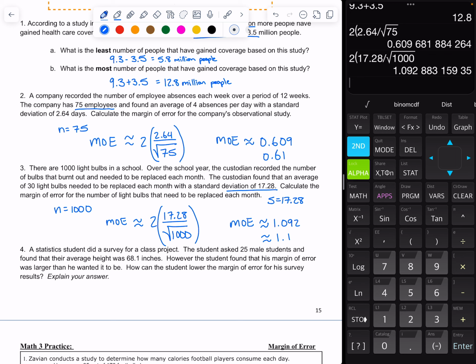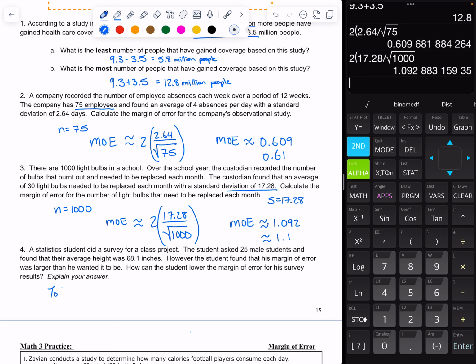For number 4, it says a statistics student did a survey for a class project. The student asked 25 male students and found that their average height was 68.1 inches. However, the student found that his margin of error was larger than he wanted it to be. How can the student lower the margin of error for his study, for his survey results?